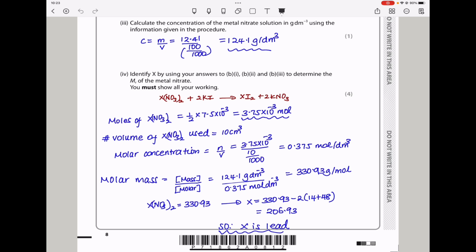And now since I know that nitrate is going to be nitrogen, which is 14, plus the 3 oxygens, which is 48, when you add them and multiply everything by 2, I'm going to subtract whatever I get from the total molar mass in order to find the component of X. So in the end, the total molar mass minus the component from twice the nitrate gave me 206.93. So using your periodic table, X is lead. Moving on.